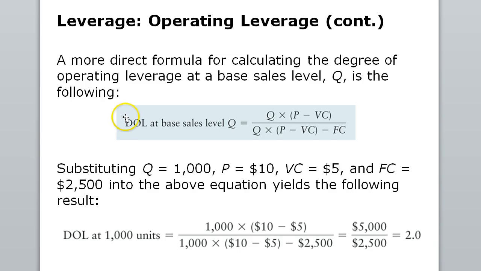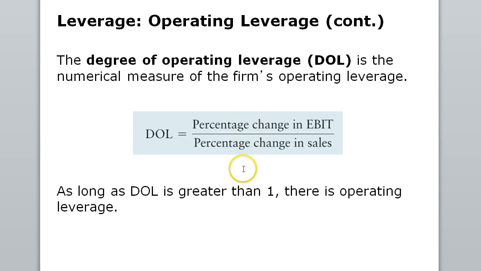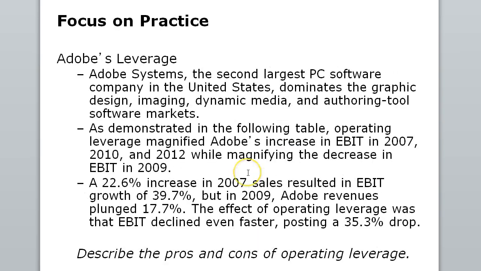Now, this can also be done using a more direct formula to calculate using some of those variables we were working with before. So we know that Q is quantity, P is price, VC is variable costs, FC is fixed costs. So taking Cheryl's information on her poster company, we can do 1,000 posters times sale price minus variable, divided by 1,000 posters times sales price minus variable minus fixed cost, and we get the 5,000 over 2,500, and that's the 2. So you could calculate it either way using these variables or the percentage change. There's two different ways of calculating operating leverage.